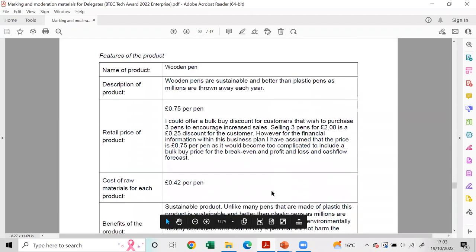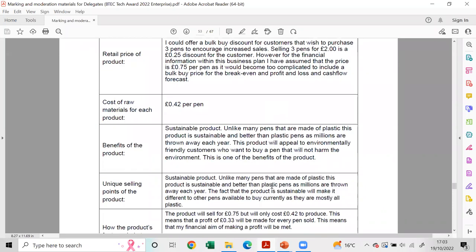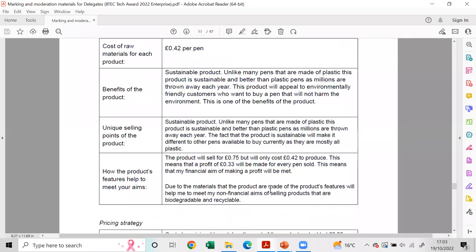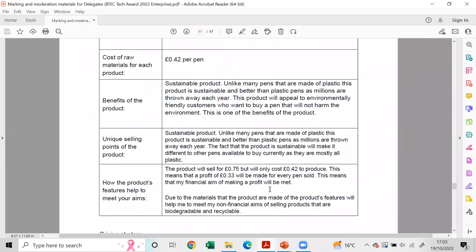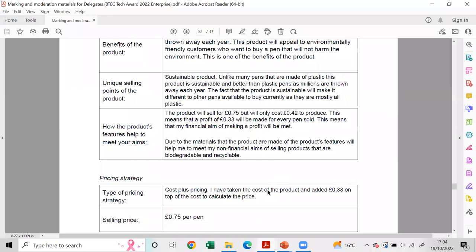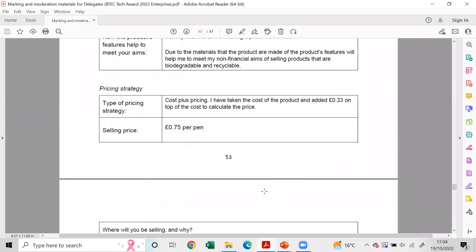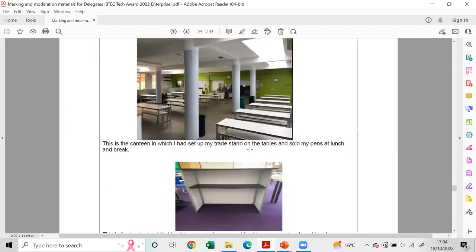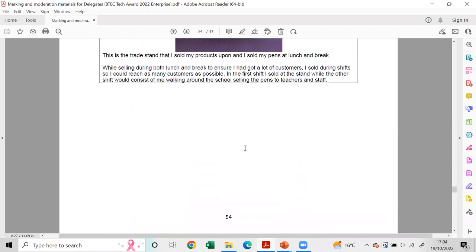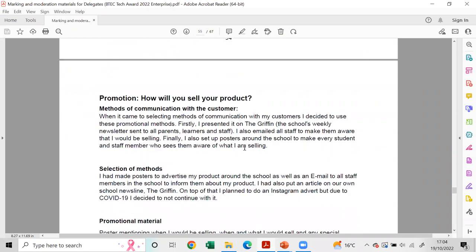Okay. They've then gone onto their product itself, why they've decided on the retail price, how much it's going to cost them, what the benefits are, the unique selling point, how it again meets their aims. If again you notice some explanation, not as much as that first learner. They've decided on cost plus pricing, and why they've done that, where they're going to sell it. And again, it's being sold in their school, so that makes sense.